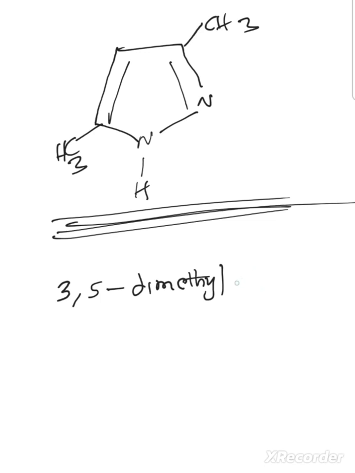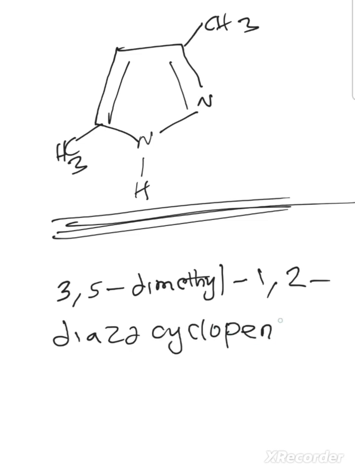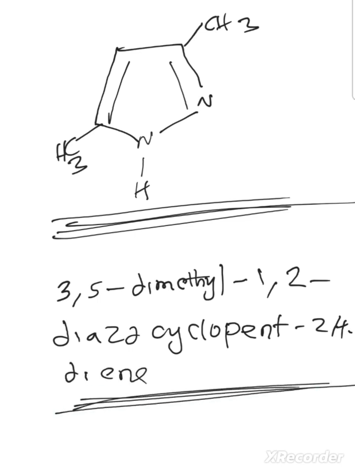Then here, now the parent name is 1,2 diaza cyclopenti 2,4 diene. So this is the name of the compound that we are synthesizing.